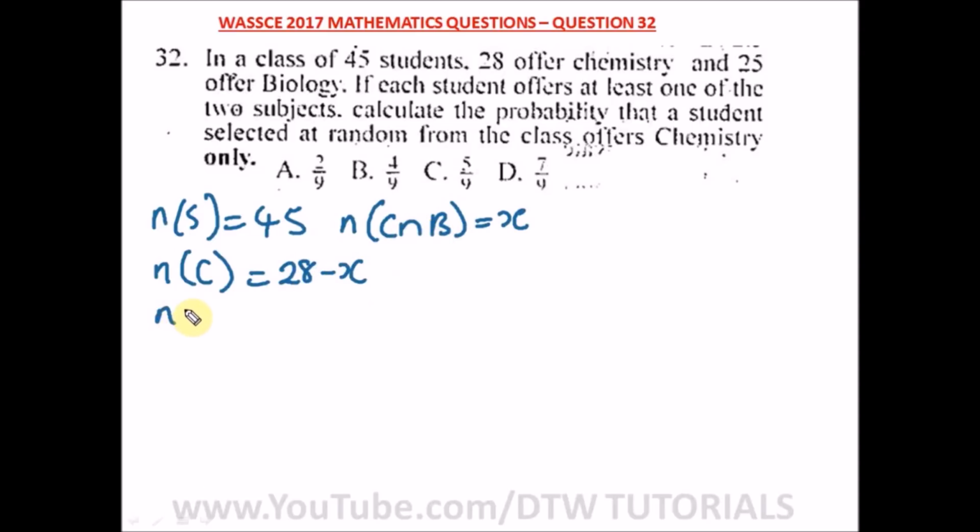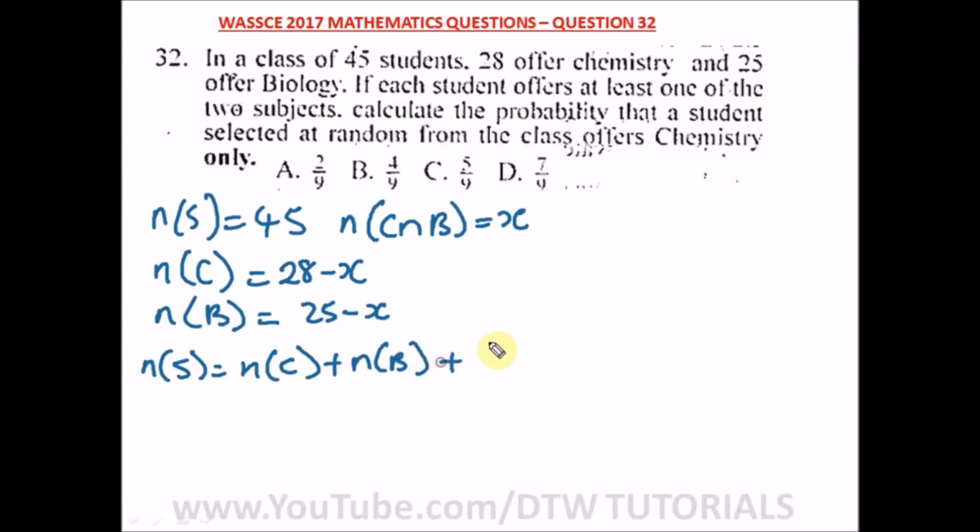And the number of students that will offer biology alone will be what? 25 minus X. Remember our set, so the total number of students will be equal to n(C) plus n(B), then plus n(C intersection B). So here, what do we have?